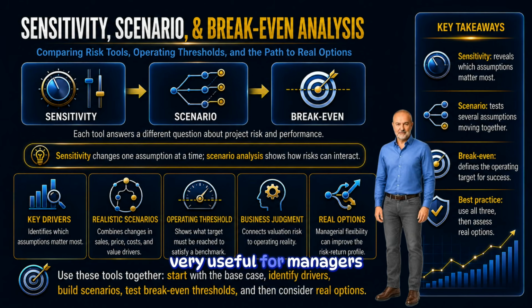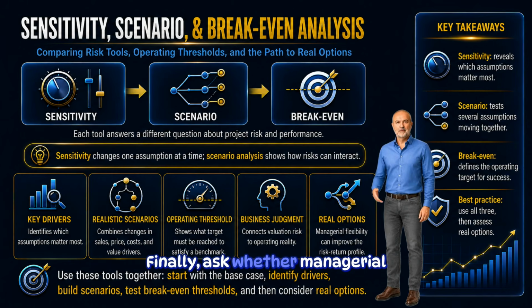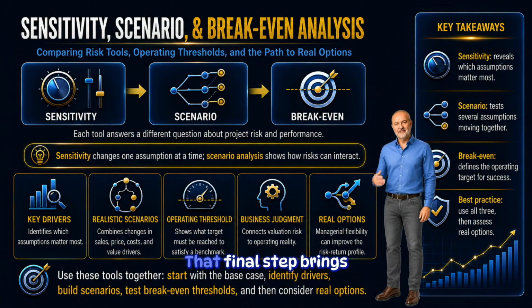This is very useful for managers because it connects the finance model to operating reality. A disciplined project review often follows a logical sequence. First, estimate the base case. Then identify key value drivers. Then build realistic scenarios. Then examine break-even thresholds. Finally, ask whether managerial flexibility can improve the risk-return profile. That final step brings us to real options.